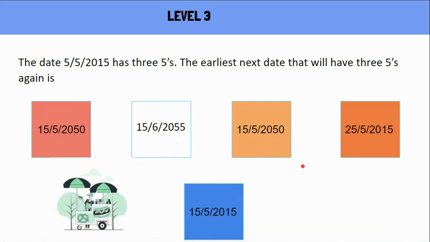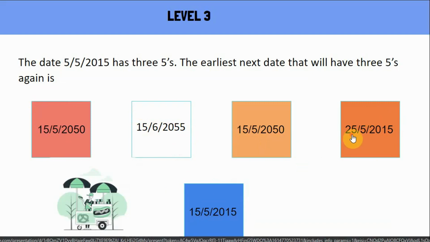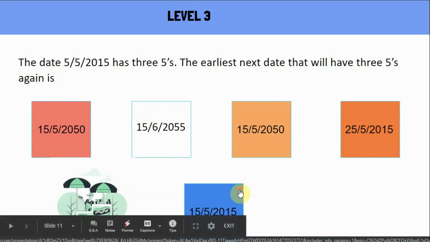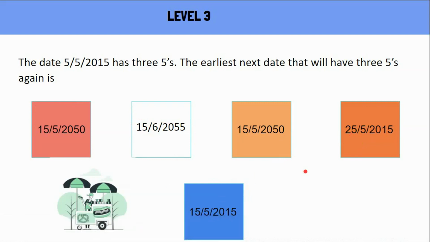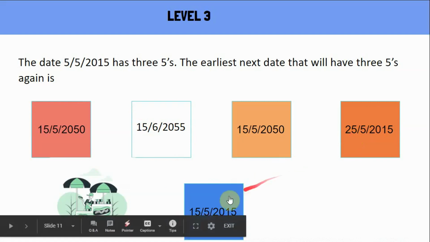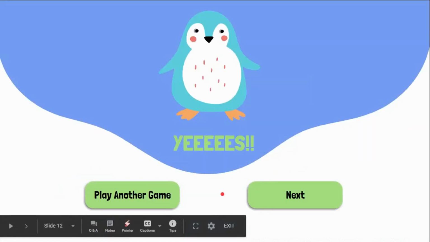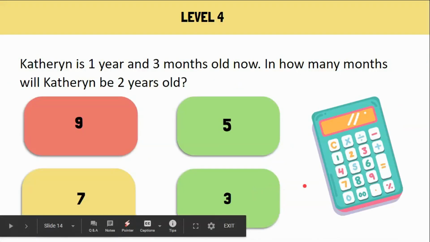So this one says 25th May, and this one says 15th May, right? So which comes immediately after 5th of May? That is 15th of May, right? That is the one in the blue box, right? So let's see if that is correct. Yes, that's the correct answer. Okay. Now let's see what the next one is.